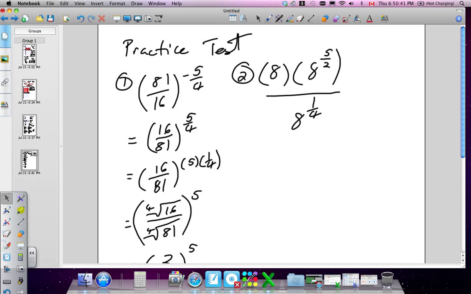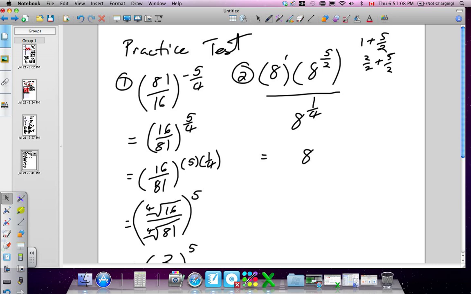So first thing I'm going to do, these bases are the same, and this is technically to the power of 1. The bases stay the same. So my next line will still read 8. It's just the power now. What I do is add these exponents. So I have to add 1 plus 5 over 2. Well, that becomes 2 over 2 plus 5 over 2. Oh, you have to make them the same. For sure you do. Okay, so it's 7 over 2.